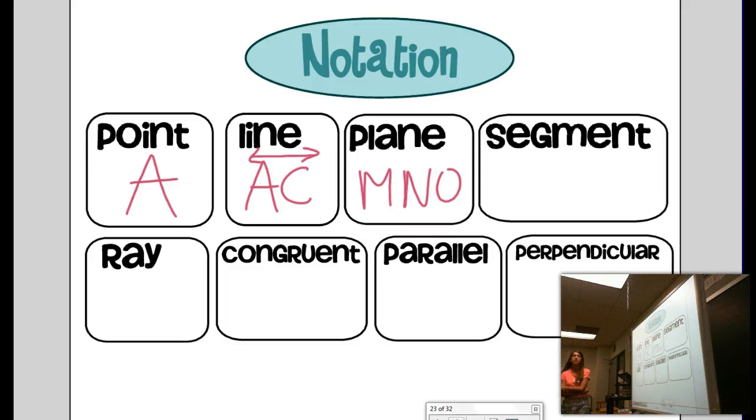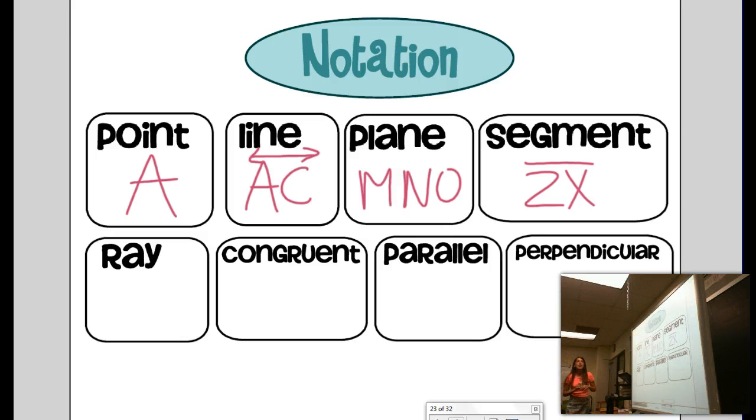Give me 2 letters. We already use A like crazy. Stop using A. ZX. I heard Z, X. How do I tell you that that's a segment? Just a little bar on top, right? No arrows. Segments don't get arrows. They don't go on forever.